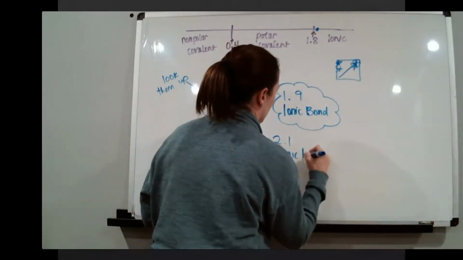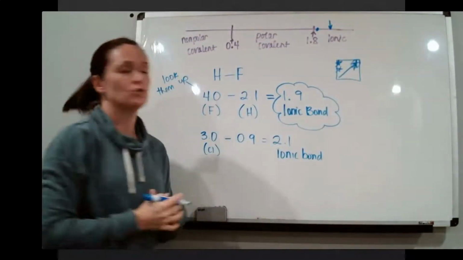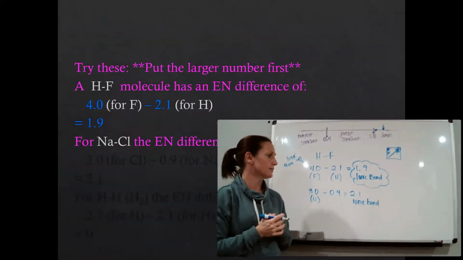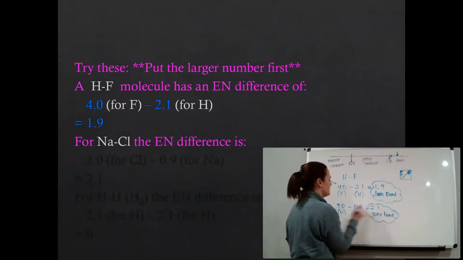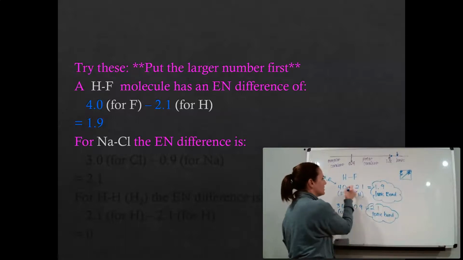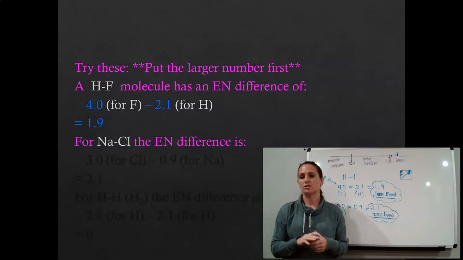Also an ionic bond, right? 2.1, somewhere over there, ionic. So again, we've used the difference in electronegativity, the difference, which is the subtraction, to determine the characteristic of the bond. So let's do just one more.